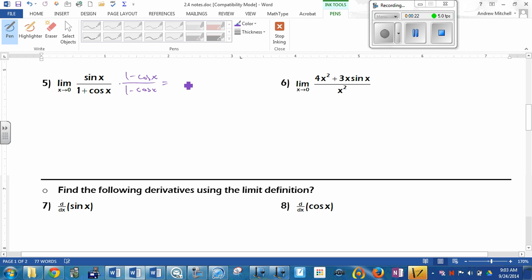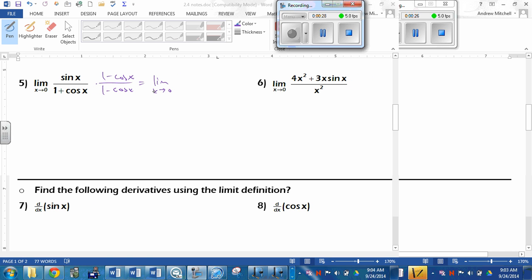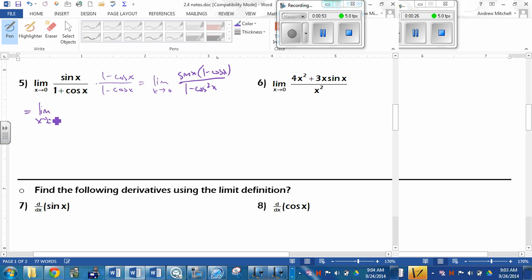Right, and then on the bottom, what happens if we multiply? All right, so with this, when we multiply these, on the top, we're just going to have sine of x times 1 minus cosine of x. But what do we get if we take 1 plus cosine of x times 1 minus cosine of x? 1 minus cosine squared of x. And 1 minus cosine squared of x is one of those Pythagorean identities you should remember from pre-calc. Right. 1 minus cosine squared of x is the same as sine squared of x.